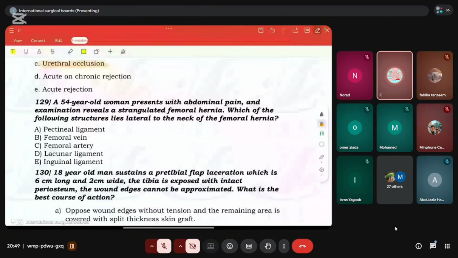54-year-old woman presents with abdo pain and examination reveals a strangulated femoral hernia. Which of the following structures lies lateral to the neck of the femoral hernia? It's the femoral, I'm going to say vein, but it might be the ligament. I get these mixed up. I have to remember this. I'm going to go for vein, but I could be wrong on this.